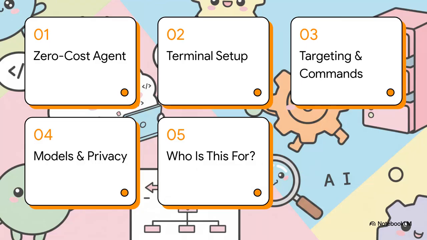Okay, here's our roadmap for today. 1. The zero-cost agent. 2. Step-by-step terminal setup. 3. Targeting and commands. 4. Models and privacy. And 5. Who exactly is this for?